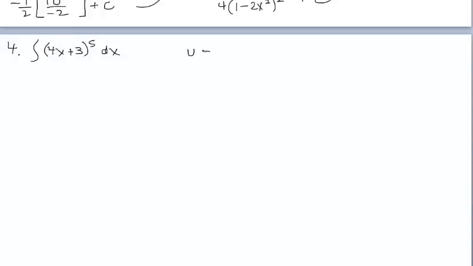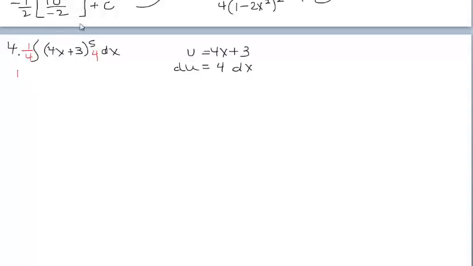Well, if u is 4x plus 3, the derivative would just be 4. So du becomes 4 dx. The differential on one side requires it on the other. I can manipulate constant multipliers, so I'm not worried that there's not another factor here. So if u is 4x plus 3 to the 5th, and I have dx, then I need to bring in a 4, which means I'm going to pull out a 1/4 in front.